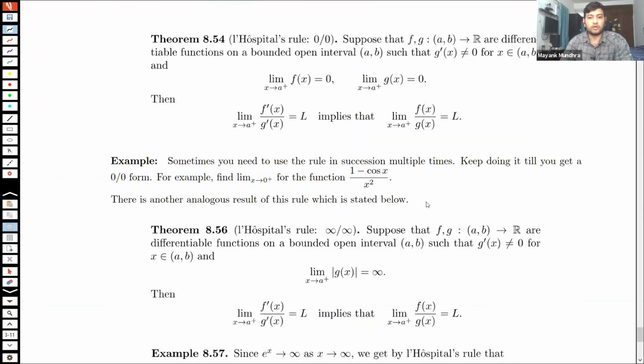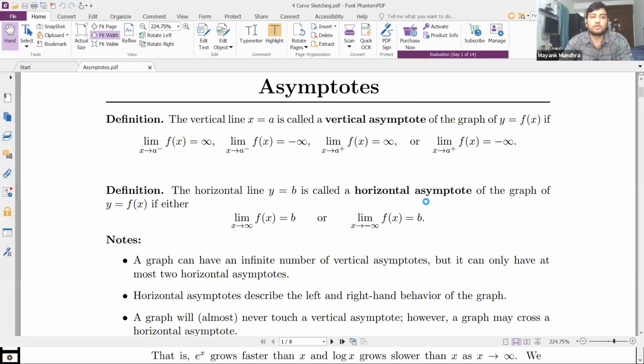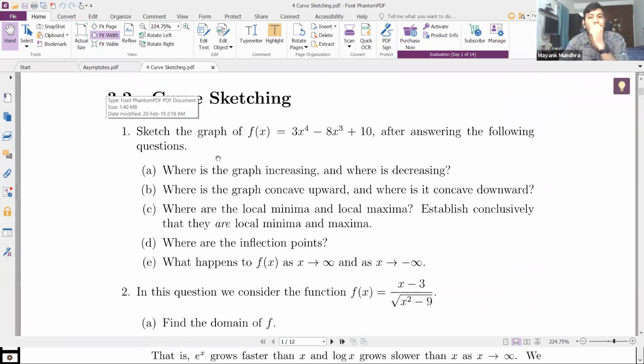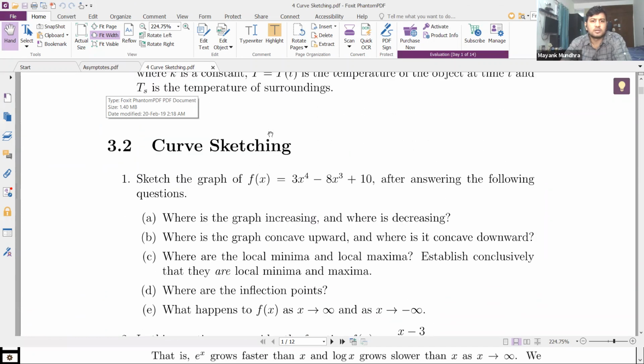So we have L'Hopital. Let us move to one of the problems from the problem set from curve sketching. This is going to be one of the homeworks for you this time. Consider the function 3x to power 4 minus 8x cubed plus 10. I have to plot the graph of this function.